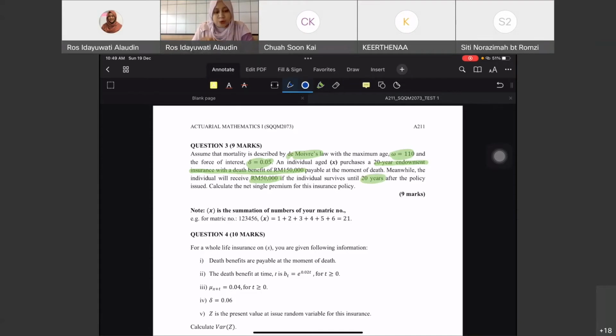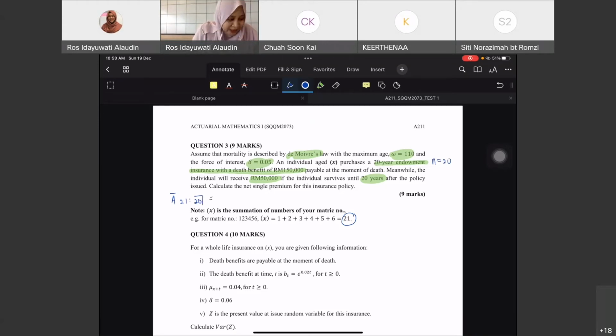So how to write the equation? So how to write the endowment. So endowment is A. So x is your matric number. Let's say when you sum up your matric number, it becomes 21. For example, I take 21. So how many years? n is equal to 20. So this is how you write the endowment.